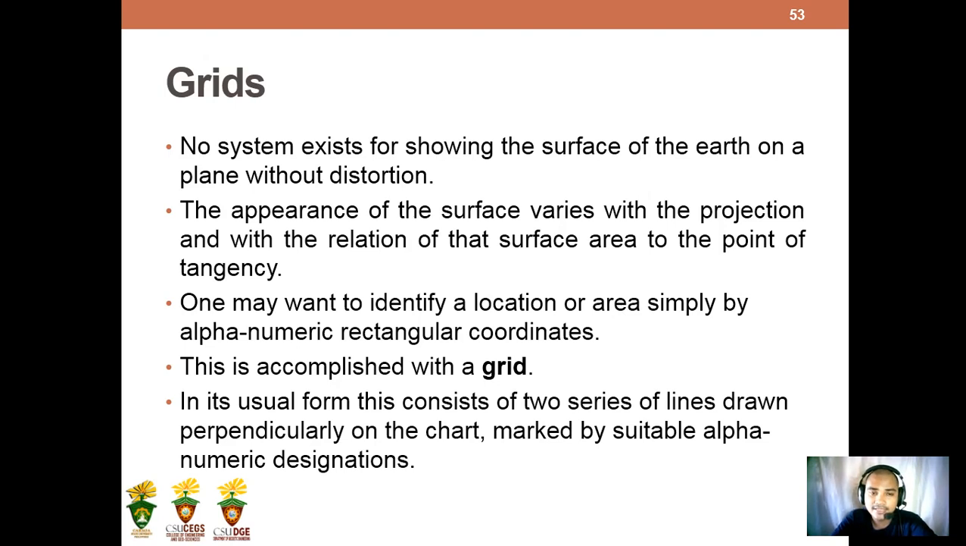So, in your grids class, they have rectangular shapes. The distance is equivalent to degrees if it is on the sphere. Then if you are plotting grids on a two-dimensional surface, it is in meters, or any distance unit. So in its usual form, it consists of two series of lines drawn perpendicularly on a chart, marked by suitable alphanumeric designations like meters, degrees, kilometers, or whichever is suitable or used in your certain activity.